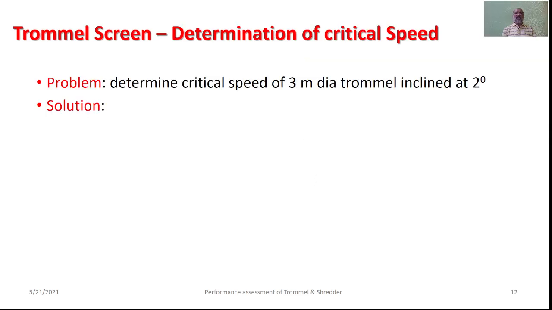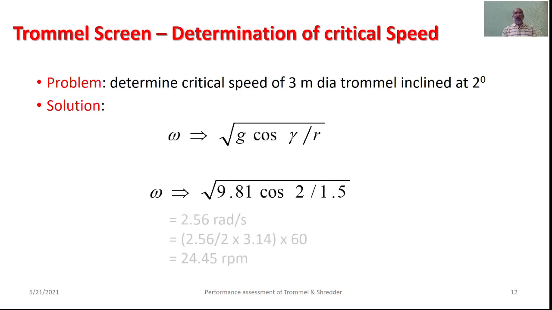So, we can solve certain simple problems. Say we wish to determine the critical speed for a 3 meter diameter trommel which is inclined at 2 degrees. We have the expression for omega. As we substitute the values, omega can be worked out as 2.56 radian per second, which expressed in revolutions per minute is 24.45.